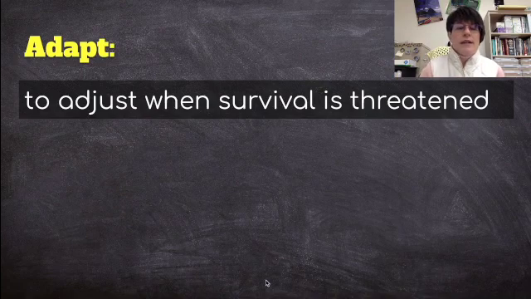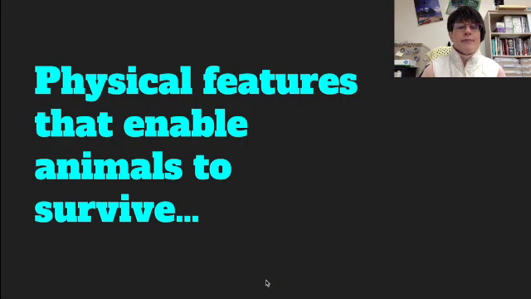God created many creatures on this earth, and they all have special features that help them to survive. And so we're going to talk about that today. Many of them are also able to adapt, that is, to adjust when survival is threatened. For example, if there's a shortage of food, perhaps they can switch to another food source, or they can move to another area where more food is plentiful. They also have physical features that enable many animals to survive.